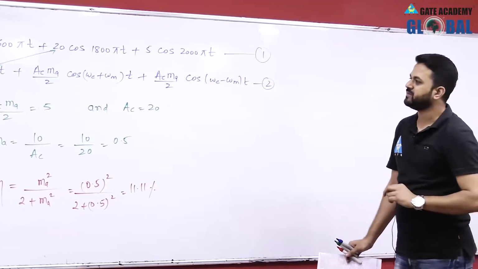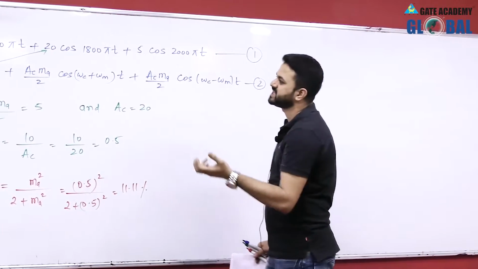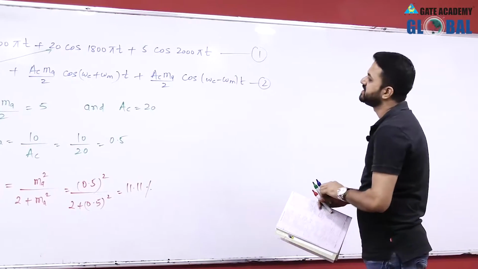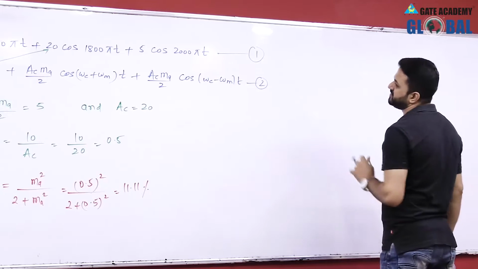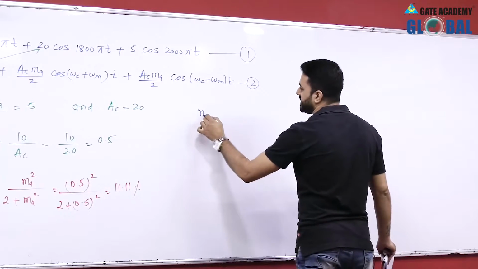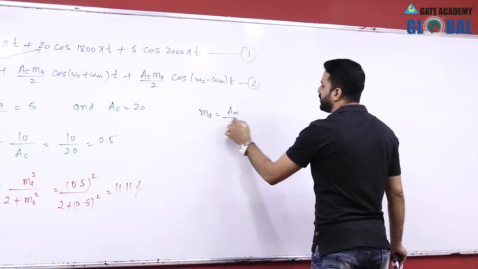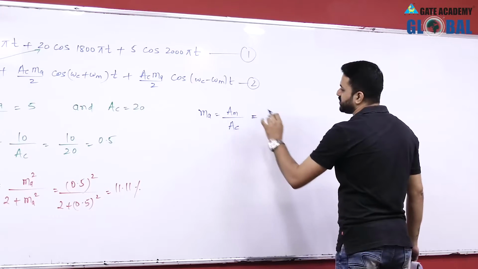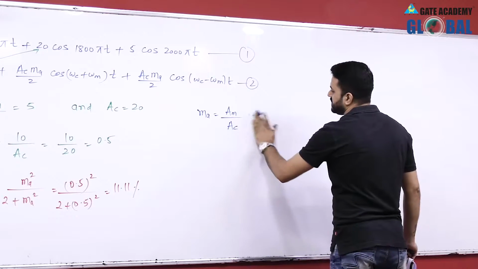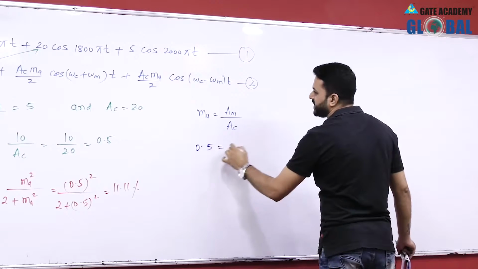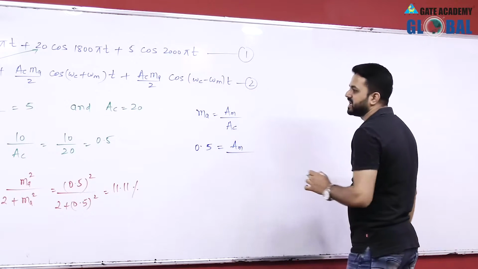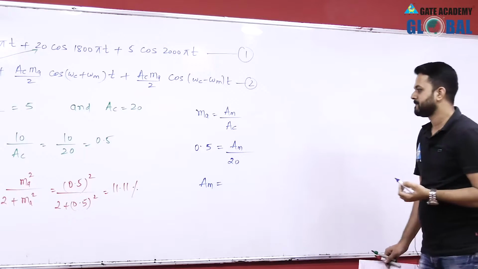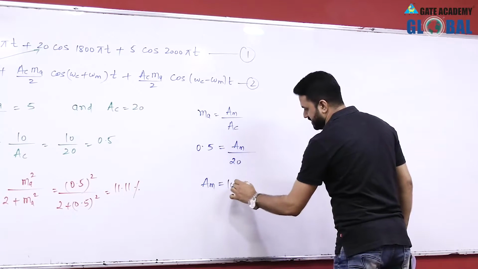We can also find the message signal power. If we find the message signal amplitude, then we can find the message signal power. The modulation index MA is given by AM upon AC. If K is not given, then the value of AM we have to find. The modulation index we have calculated is 0.5, and the carrier amplitude is 20. So we can find the value of AM, and AM will be 10.